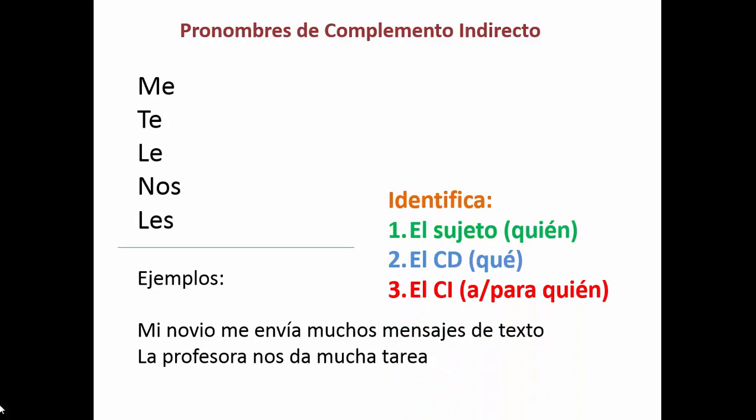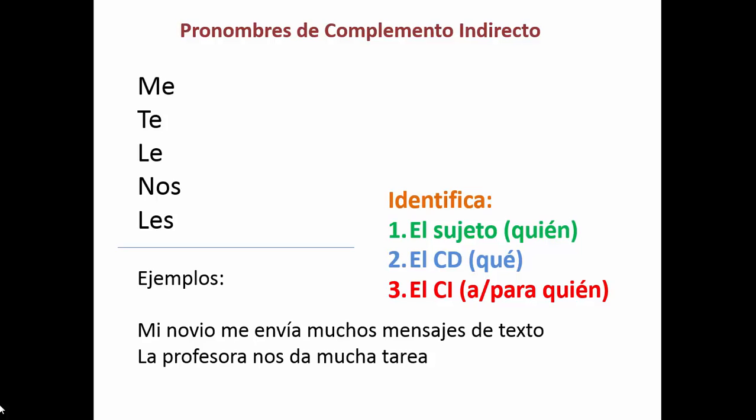So, first of all, identify what the subject is in the sentence. Then, number 2, identify the direct object, or complemento directo. Remember from the last segment, we ask what or qué to figure out what this direct object is. And 3, figure out what the indirect object pronoun is in a sentence. And remember, a lot of times we can ask whom to figure out what this is.